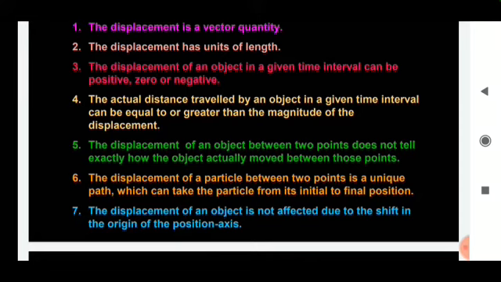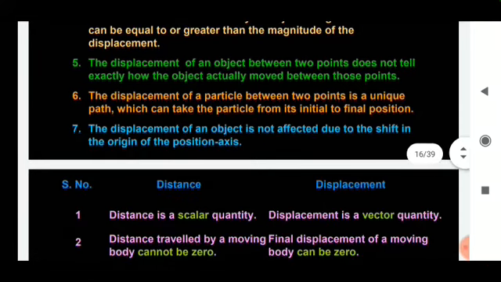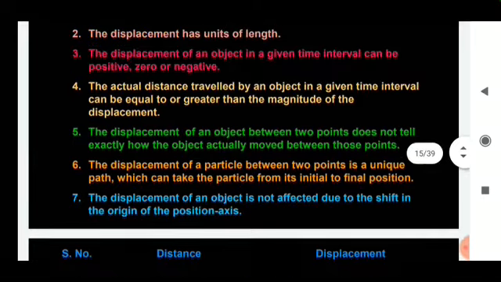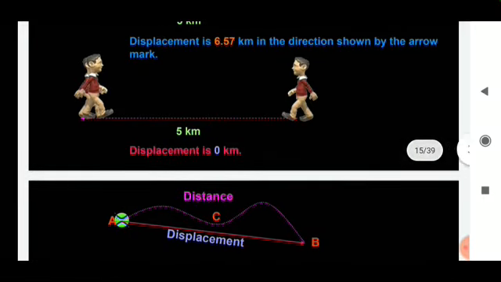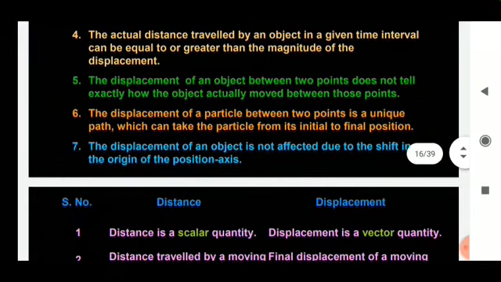The actual distance traveled by the object in the given time interval can be equal to or greater than the magnitude of the displacement. The displacement of an object between 2 points does not tell exactly how the object actually moved between those 2 points. In the example problem we have seen, a person is moving, total displacement is 6.57 kilometers. So here that point is explained for us. The actual distance traveled by an object in a given time interval can be equal or greater than the magnitude of the displacement. Then let me move to point 5.